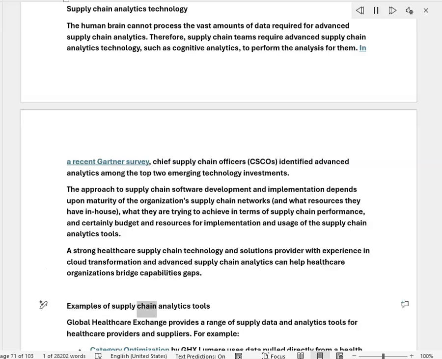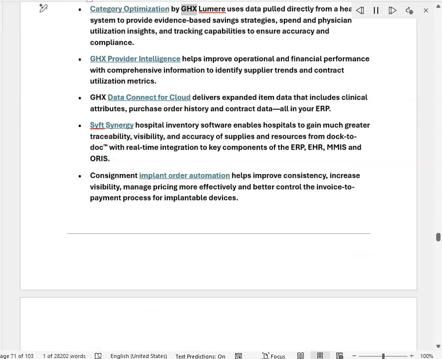Examples of supply chain analytics tools. Global Healthcare Exchange provides a range of supply data and analytics tools for healthcare providers and suppliers. For example, Category Optimization by GHX Lumira uses data pulled directly from a health system to provide evidence-based savings strategies, spend and physician utilization insights, and tracking capabilities to ensure accuracy and compliance.